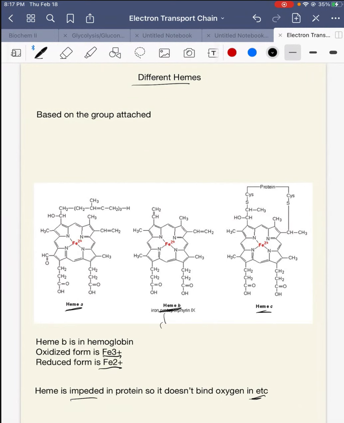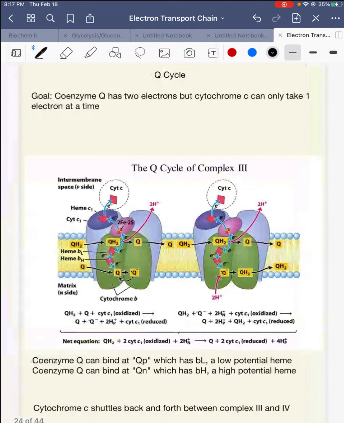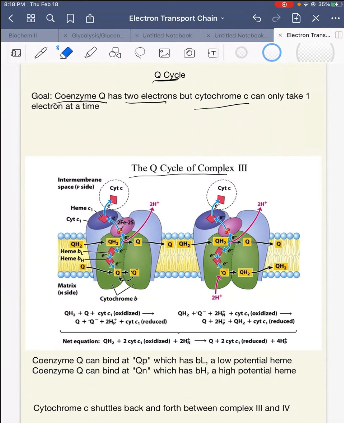if they're just binding the oxygen and then the oxygen is not being used as an electron carrier. Okay, so complex 3 has this thing called the Q cycle, and you'll see why this is important. We have this reduced coenzyme Q, and it has 2 electrons, but we have a problem. Cytochrome C can only take 1 at a time. This thing wouldn't exist if cytochrome C could take 2 electrons at a time, but because it wants to take 1 electron at a time, we have to go through this whole Q cycle, which is complicated. But hopefully I'll try to explain it as easily as I can.